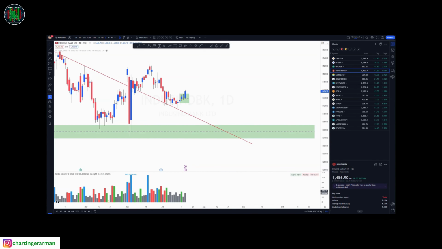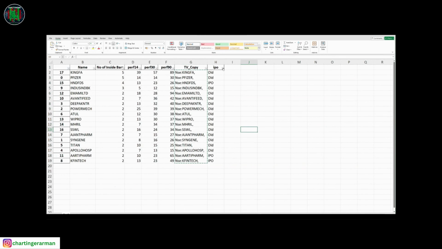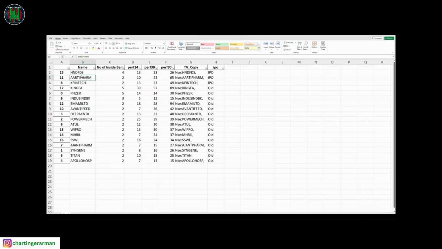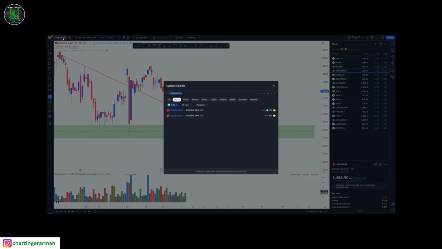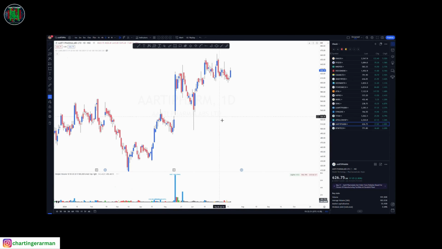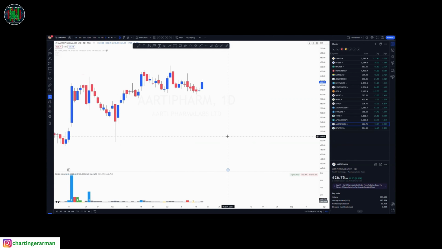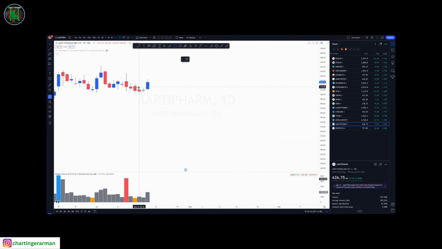Okay, and the best part about this is we have also created a column which will say what do you want to trade. You want to trade old stocks, or you want to trade IPO stocks, the stocks which are new enough. Okay, because I believe that new stocks, the IPO stocks, have more potential to run due to the timeline that we have. So here again, if we see, this is nothing but a breakout.